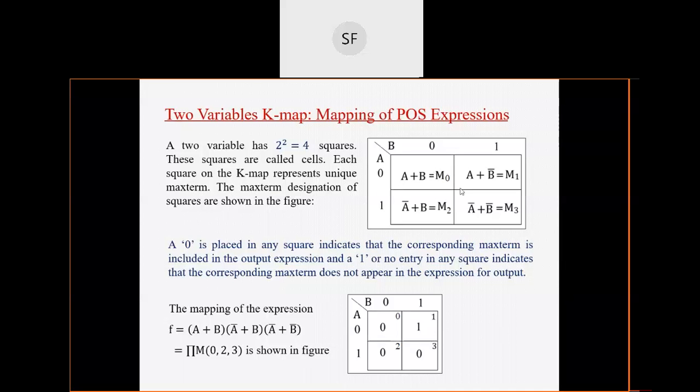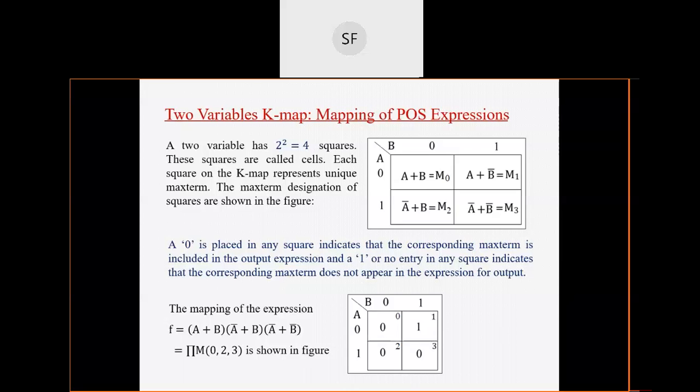So this figure is the generalized figure. Now again, this is an important thing. A 0 placed in any square indicates that the corresponding max term is included in the output expression, and 1 or no entry in any square indicates that the corresponding max term does not appear in the expression for output. Just now we have seen an example, that was an example of SOP form.